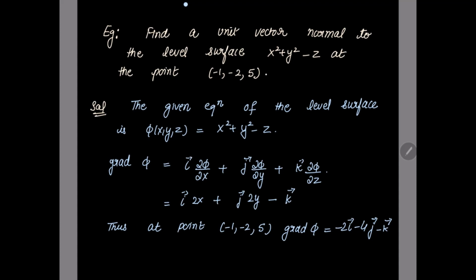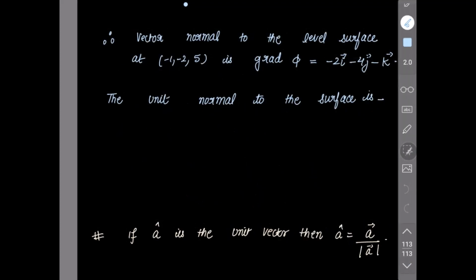Now this is a vector. Now the vector normal to the level surface is this. So I'm writing the vector normal to the level surface at this point is grad phi, which is equal to this. We have calculated our vector normal to the level surface. Now I need to calculate the unit normal to the surface. From this vector, I will make my unit vector.